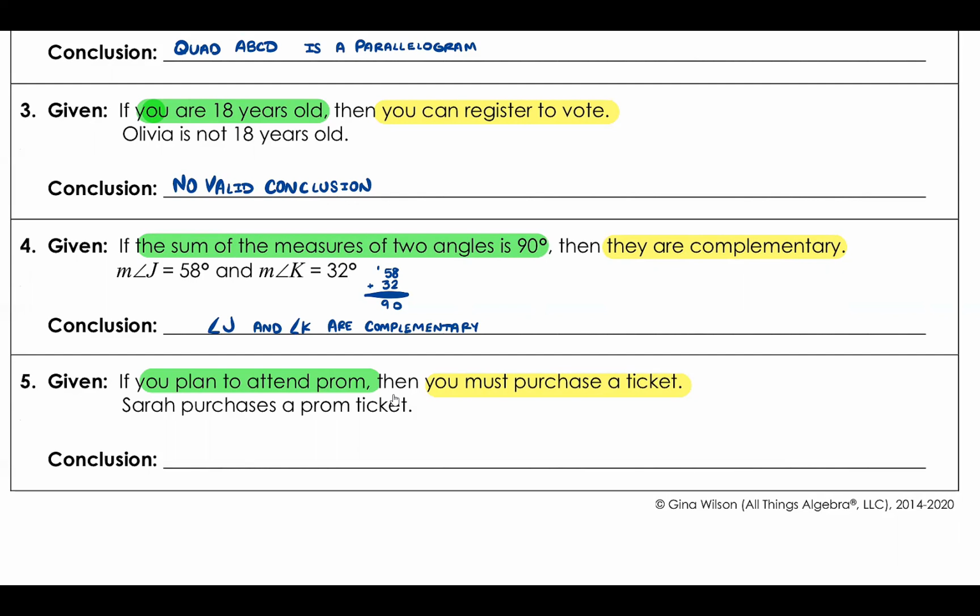So, what must be true first? The hypothesis must be true first. By Sarah purchasing a prom ticket, do we know anything about the hypothesis? She might be. Can we go on might be? In order to draw a valid conclusion, the hypothesis must be true. Sarah bought a ticket. Does she plan on going? Maybe. But can we draw a valid conclusion based on that? No. No valid conclusion possible.